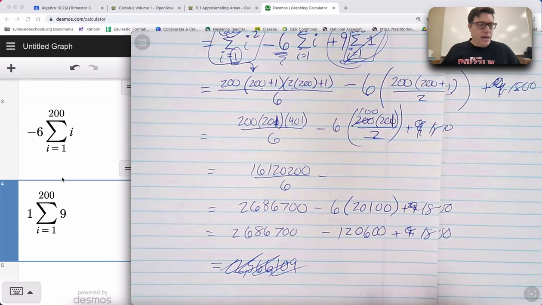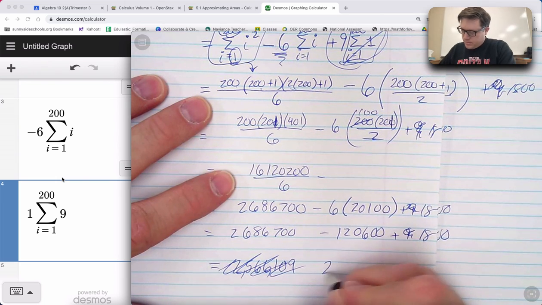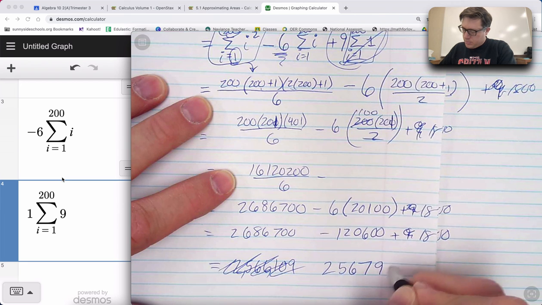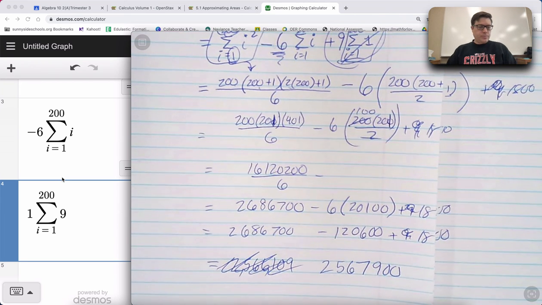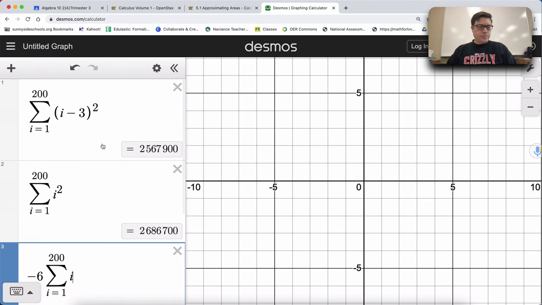Okay. Hey Siri, what's 2,686,700 minus 120,600 plus 1,800? 2,686,700 minus 120,600 plus 1,800 is 2,567,900. All right, let's go check to see if that's what I had from Desmos from the beginning. It is. That was the problem.